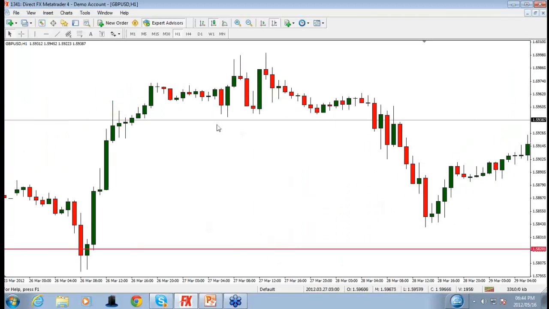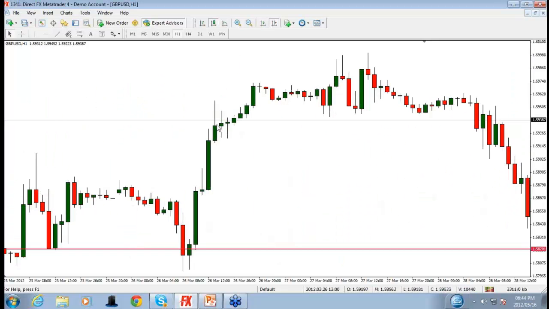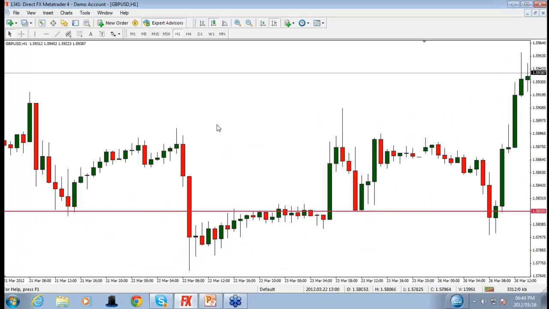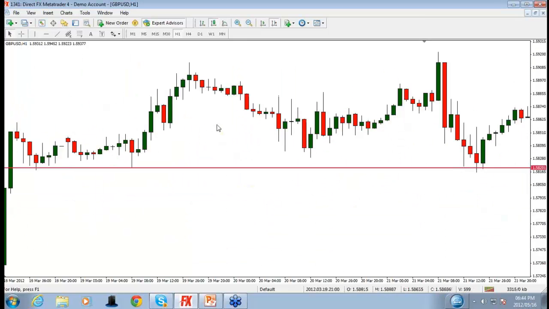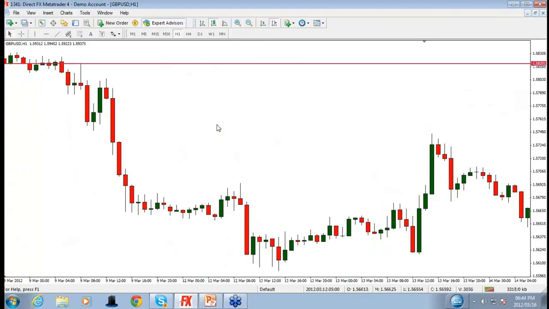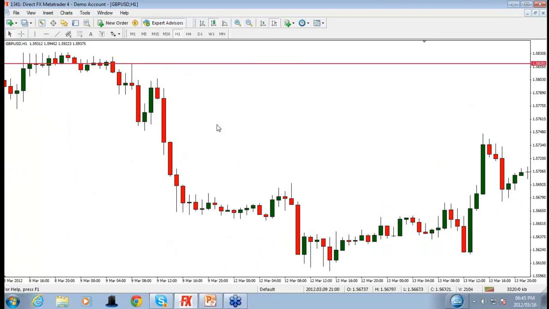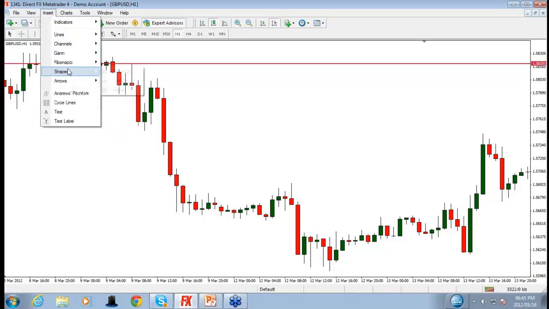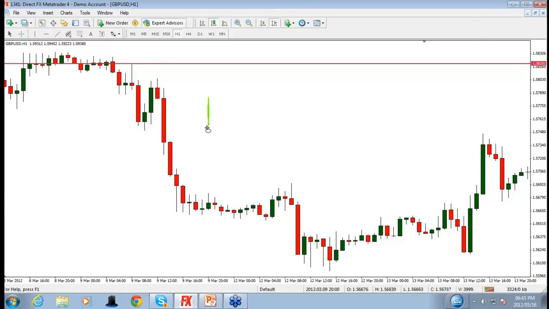And don't worry, when you start learning the system, your eye will get a lot of practice, and you will easily start seeing the pin bars as you go on. So I'm just going to try to get a nice trend for us so that I can show you. Okay, here I found one, and I'm going to mark it for you. Let's look at this one. There's a nice pin bar.